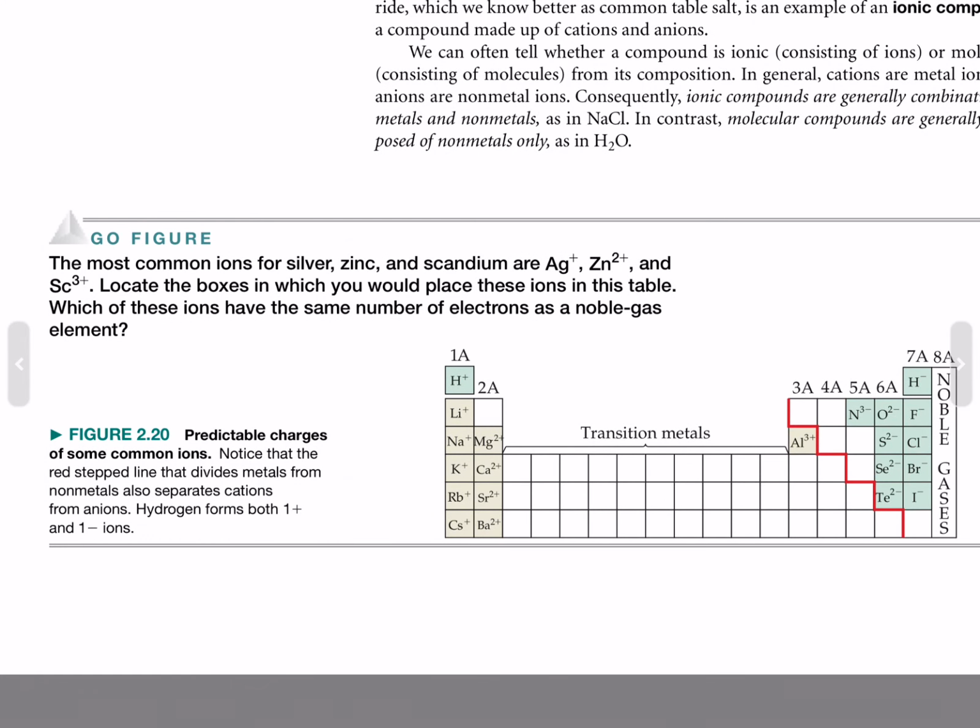Figure 2.20. Predictable charges of some common ions. Notice that the red stepped line that divides metals from nonmetals also separates cations from anions. Hydrogen forms both positive 1 and negative 1 ions. Group 1A, except for hydrogen, are all positive 1. Group 2A are all positive 2. Group 3A are positive 3. Group 7A are negative 1. Group 6A are negative 2, and Group 5A is negative 3. Noble gases don't form ions.